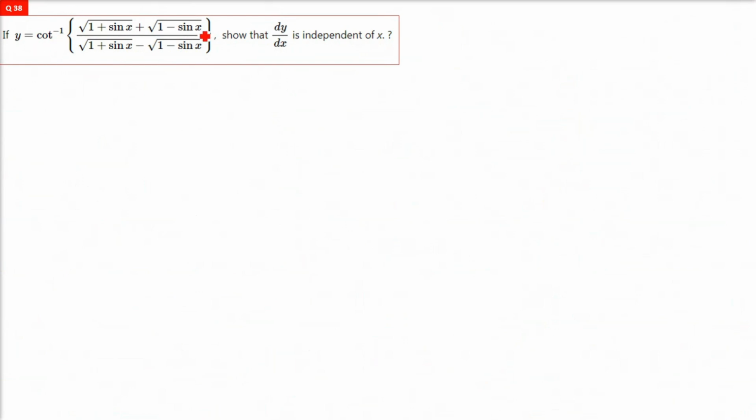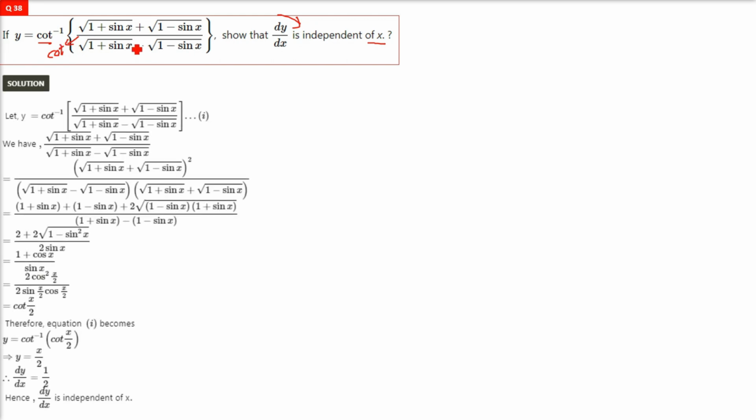Y is equal to cot inverse of a expression. You have to show that dy by dx is independent of x. This we'll talk about later because you'll see the answer will not contain x. The basic thing is you need a cot here. Tan also can solve the problem, but preferably it should be cot. Alright? So we need to rationalize it.